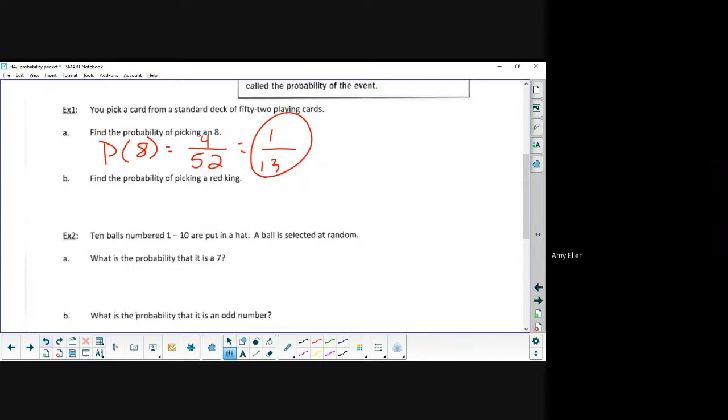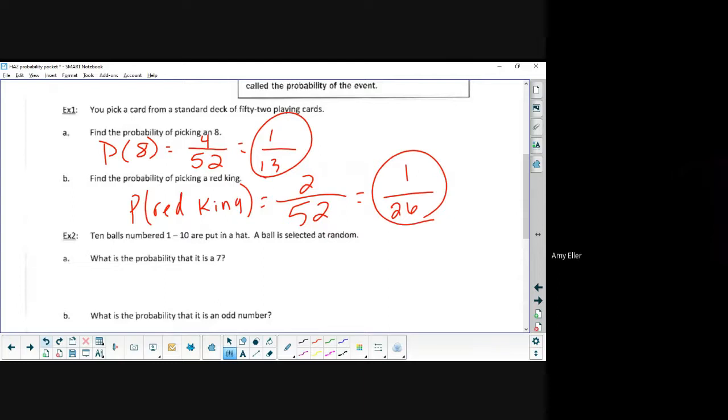Number 2, or B, I should say, find the probability of picking a red king. Probability of a red king. The total, still 52 cards to pick from. How many red kings? If you're not familiar with cards, look at them again when you go home. We did a little activity the other day. Hopefully we know. Red kings, 2. The king of hearts and the king of diamonds. What is half of 52? 1/26. Always simplify, even if it doesn't tell you. You would get taken off if we don't simplify.